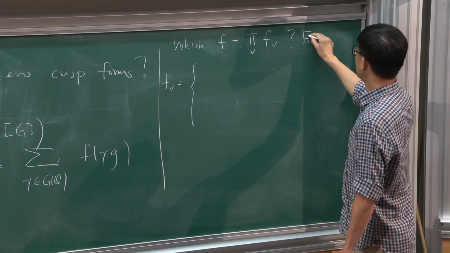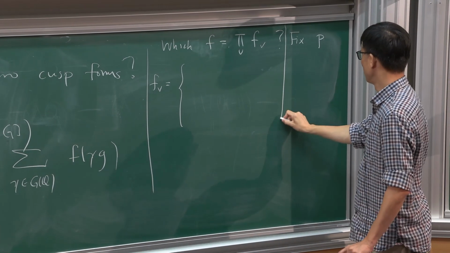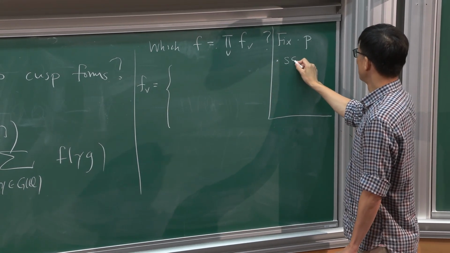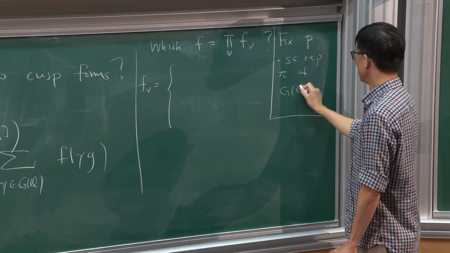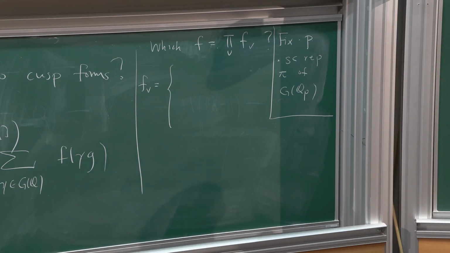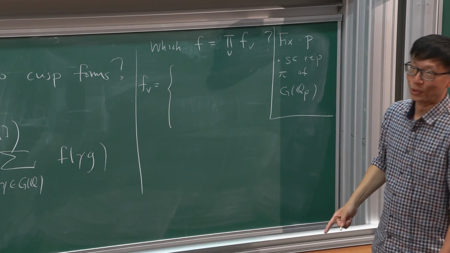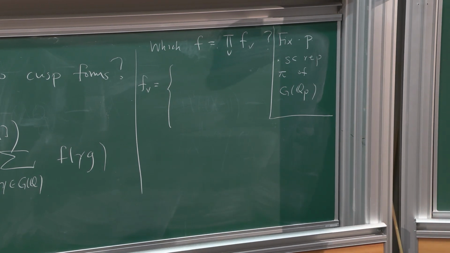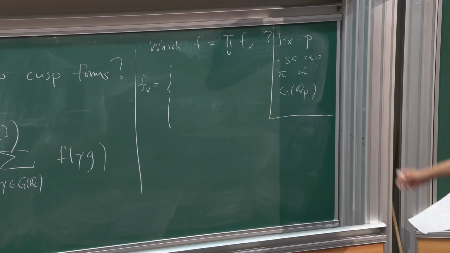So let's fix a prime p and a supercuspidal representation pi of G(Q_p). Of course, now you will ask, you will change this question a little bit: how do you know that there are supercuspidal representations of G(Q_p)? I guess this question will be extensively discussed in Jessica Fintzen's talk tomorrow, and of course we will come back to it in a few minutes.